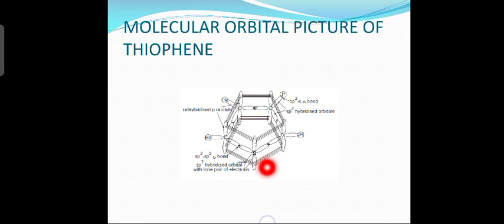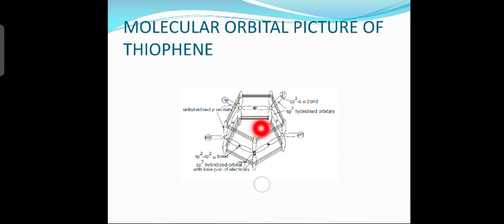Carbon-sulfur and carbon-hydrogen sigma bonds are formed due to the overlap of sp2 hybrid orbitals and the s orbitals of hydrogen atoms. You can see here the sp2 hybridized orbital of carbon overlaps with the s of hydrogen here, as well as this carbon atom the same way, this also the same way, here also the same way. The other sp2 will overlap with the neighboring carbon forming a sigma bond, correct? This side one sigma bond, this side neighboring sulfur, here neighboring sulfur, here neighboring carbon.